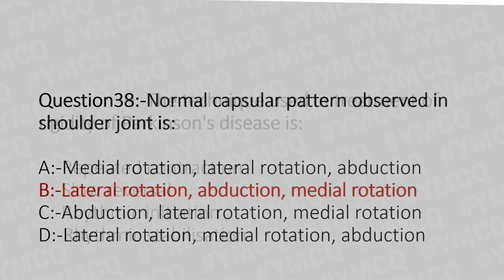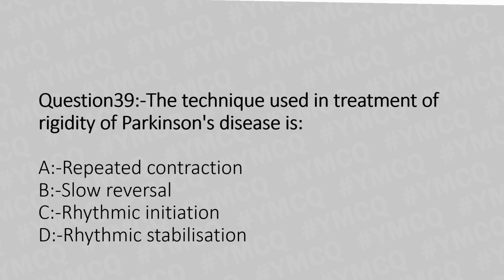Now let's move to question number 39. The technique used in treatment of rigidity of Parkinson's disease is: option A, repeated contraction; option B, slow reversal; option C, rhythmic initiation; option D, rhythmic stabilization. And the answer is option C, rhythmic initiation.